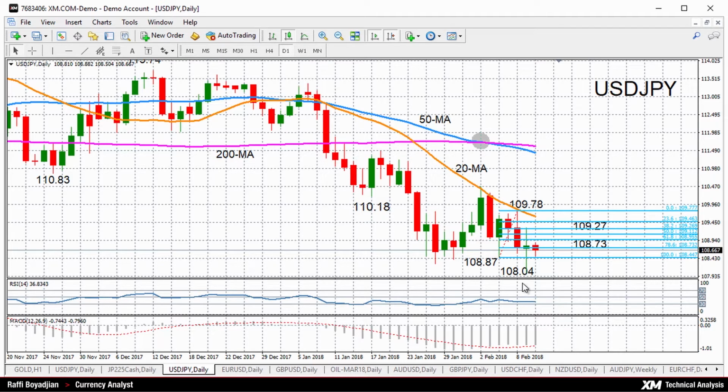Our pairs for this week are dollar yen, the euro dollar, the pound dollar, and WTI oil futures. So let's start first with dollar yen. The pair hit a 5-month low of 108.04 on Friday. We can see though that the near-term bias is rather neutral at the moment. RSI has flattened, though it is still below the 50 neutral area, suggesting that the risk is to the downside.